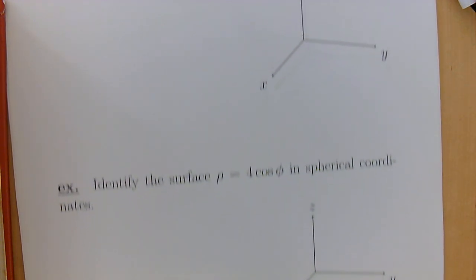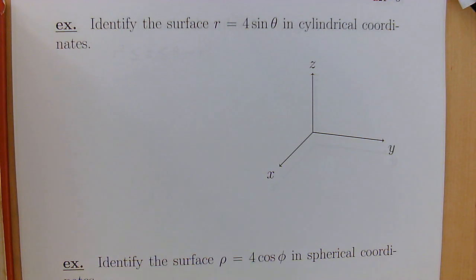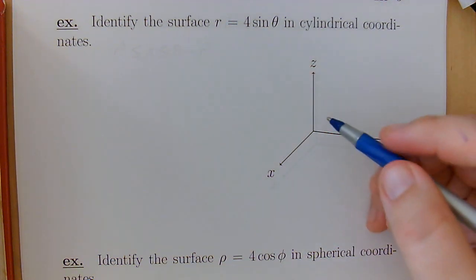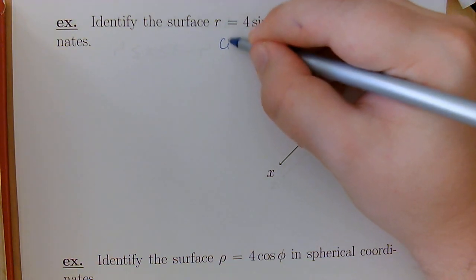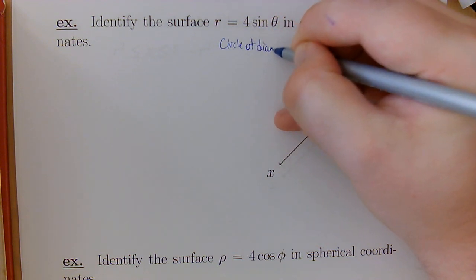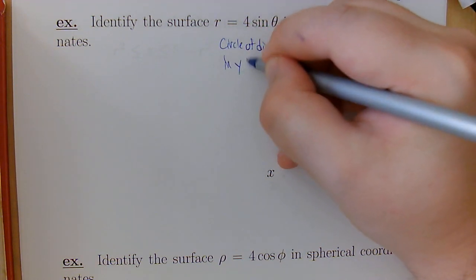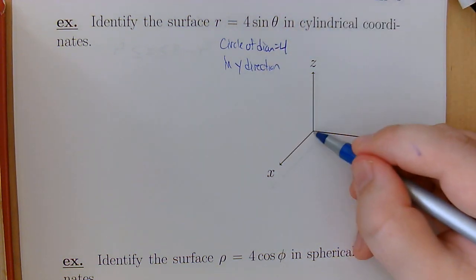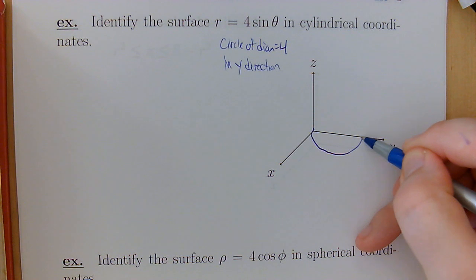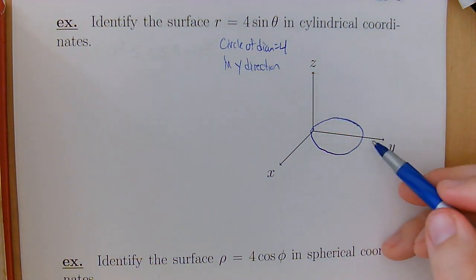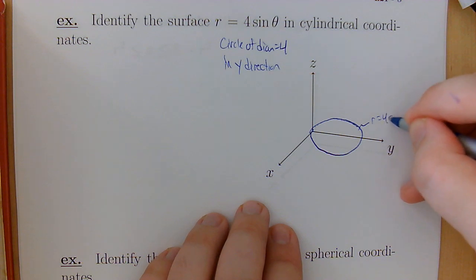All right. So let's see here. So we're going to identify the surface r equals 4 sine of theta in cylindrical coordinates. Well, the interesting thing about this is that there isn't any z value. All it's saying is that r needs to be 4 sine of theta, and that's talking about the xy coordinates. So if we draw this in the xy plane here, remember this is a circle of diameter 4 in the y direction. So if we draw such a circle, maybe it looks something like this. Here is our circle, r is 4 sine of theta.